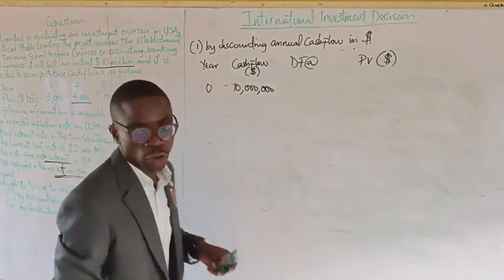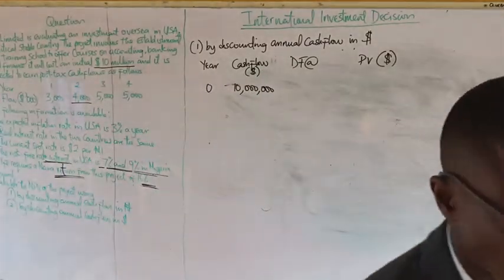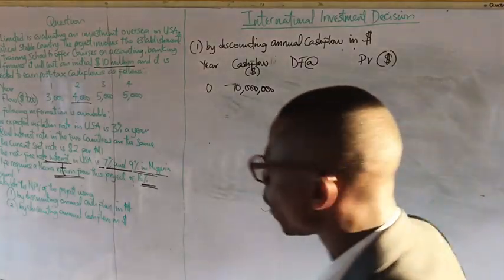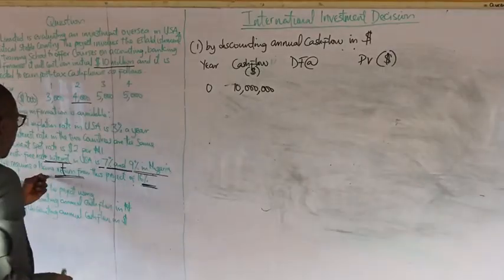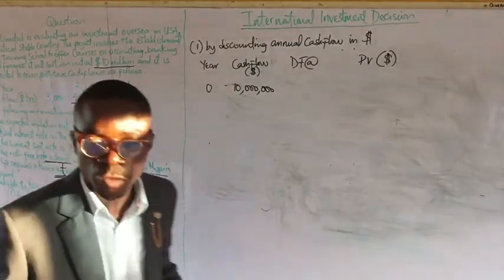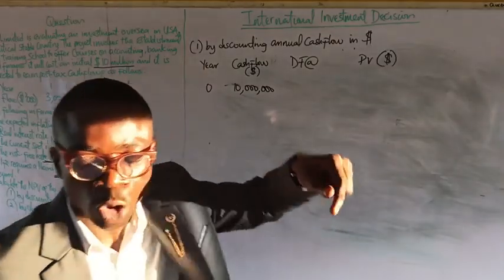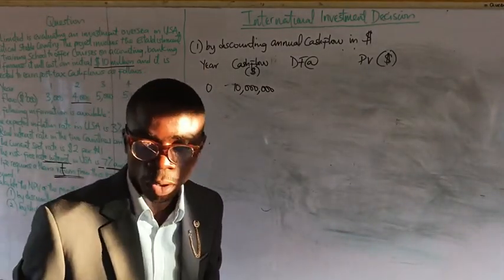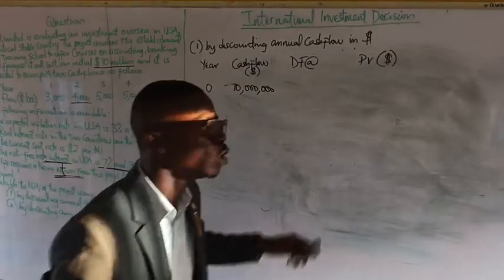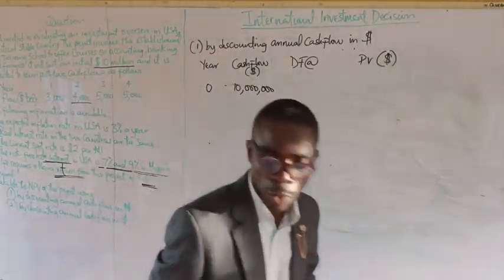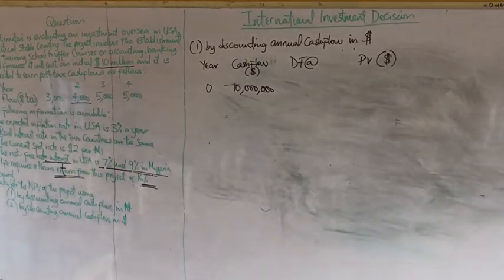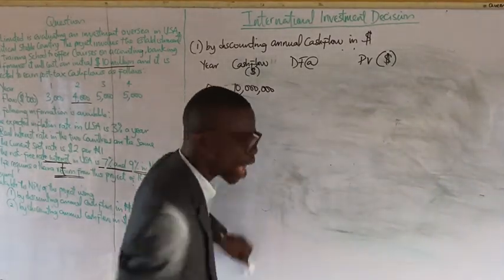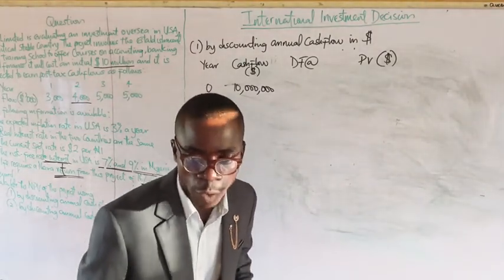Now, discounting factor. Do we know the discounting factor? No. Were we given the discounting factor? No. They said it will require a naira return, so they didn't give us the dollar return. We are not given the dollar return in the question. Am I communicating? Were we given? No. So how can we calculate it? You can calculate it using this formula.